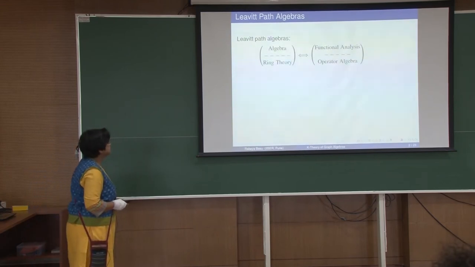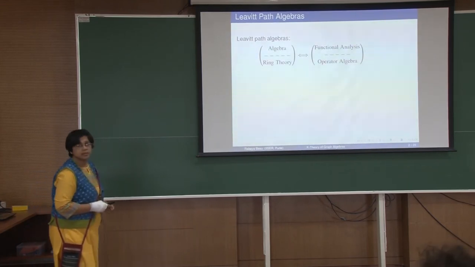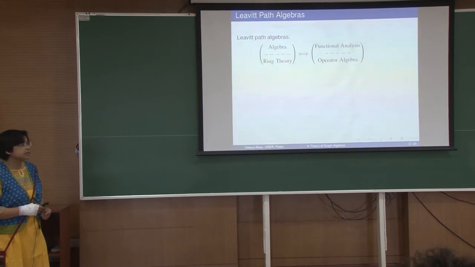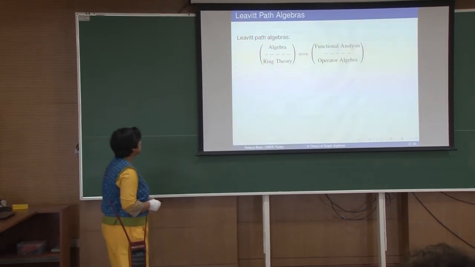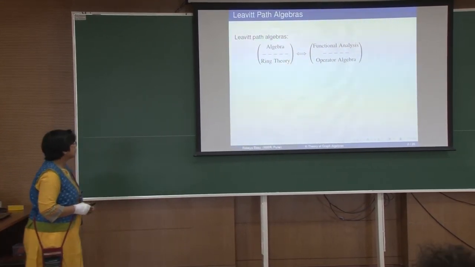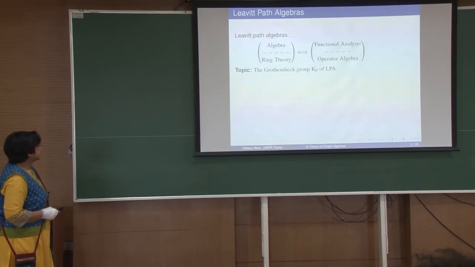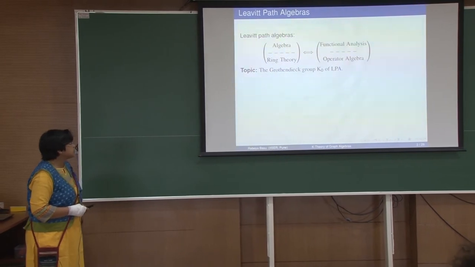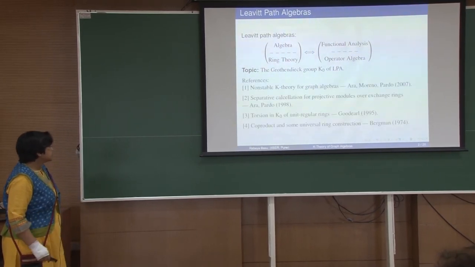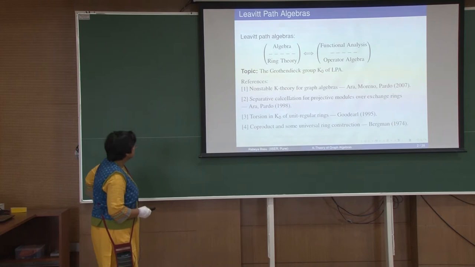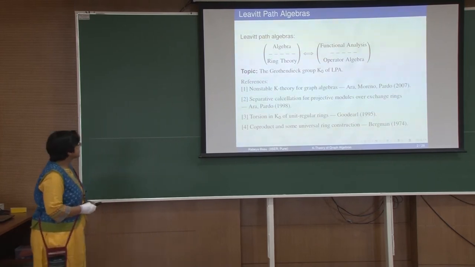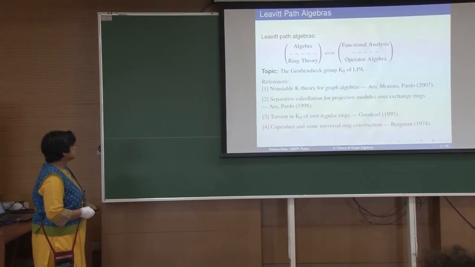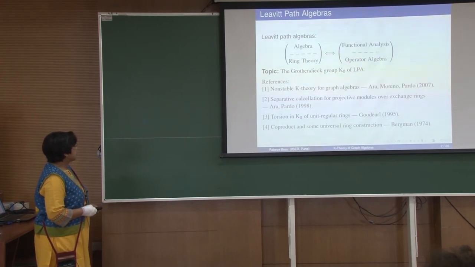As you all know, Leavitt and Pathak were making a bridge between functional analysis and algebra, in particular in operator algebras. So today's topic is the Grothendieck group K-naught of Leavitt path algebras. I have taken my material from these four references.